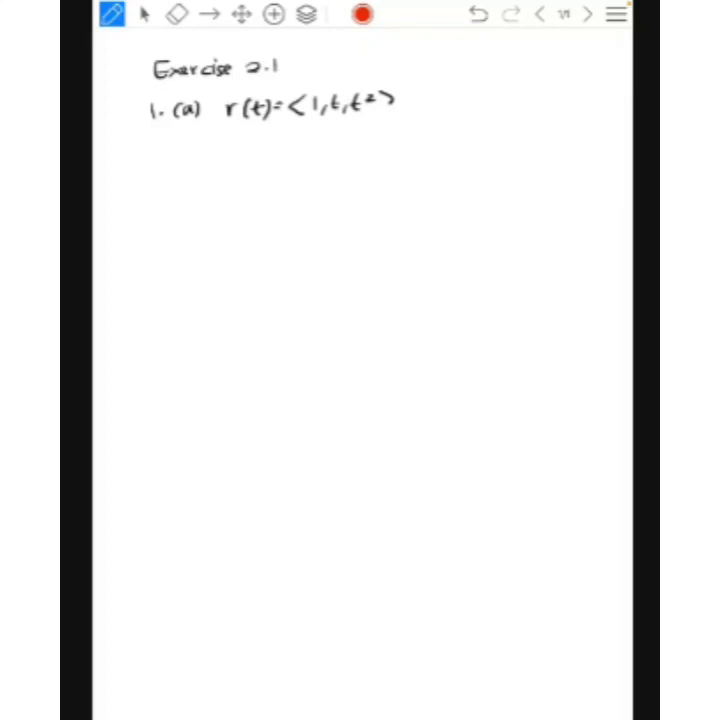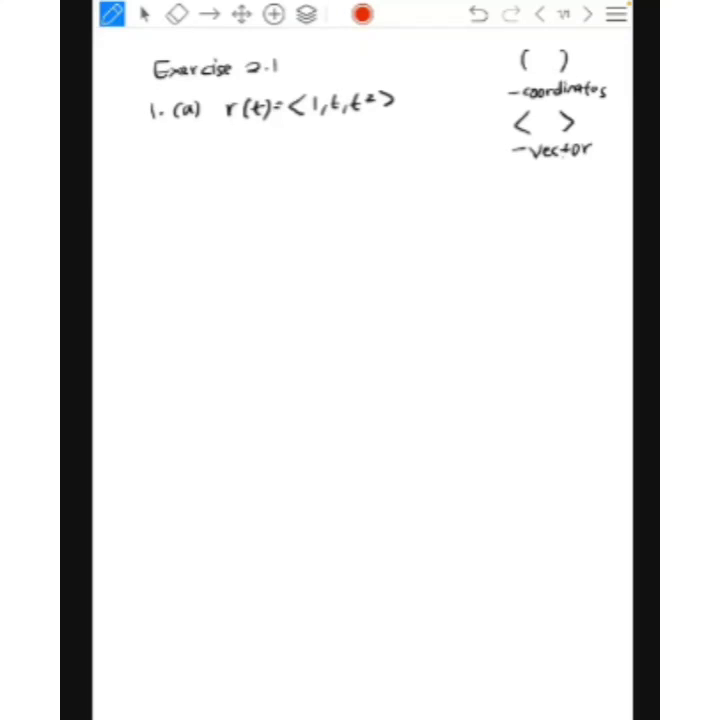The bracket is also different between a vector and a coordinate. If it's a coordinate, the bracket will be like this. But if it's a vector, it is a pointed bracket. The bracket is like this. So that is the difference.